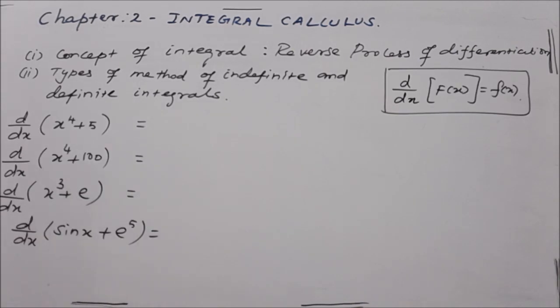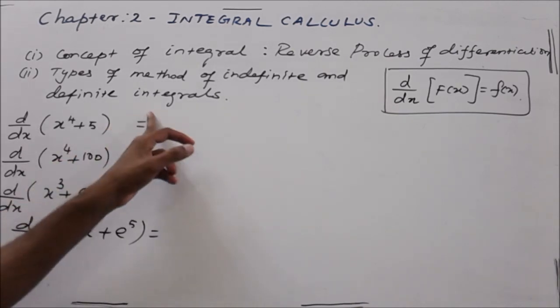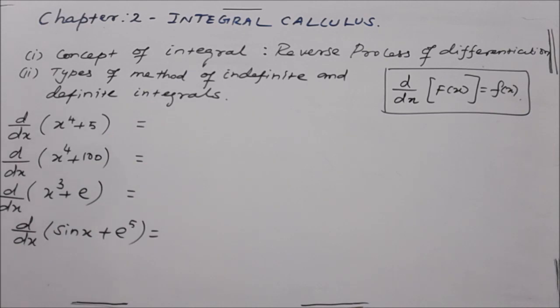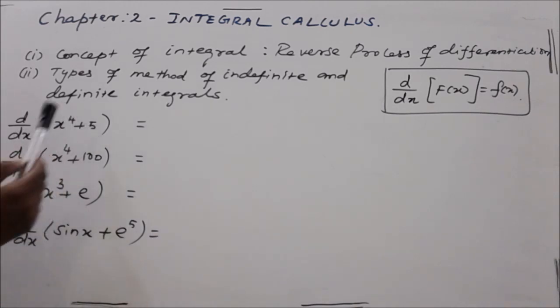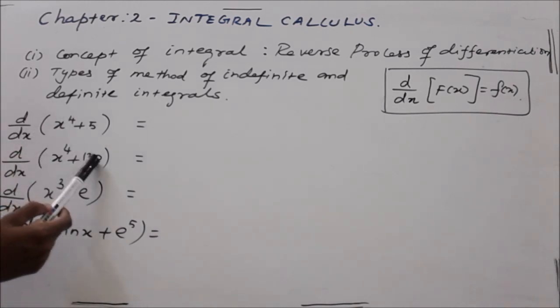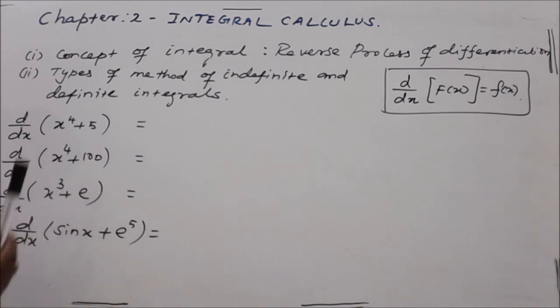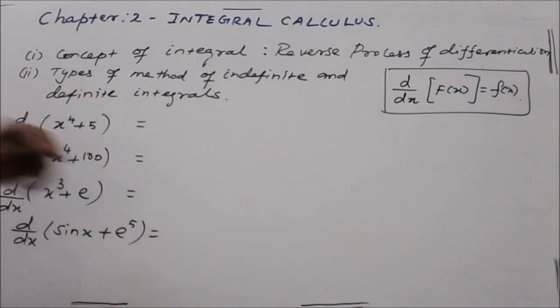Here are some examples to approach the integral calculus. Find the derivative of all these primitive functions. What are the primitive functions? Here x power 4 plus 5 is primitive, and x power 4 plus 100 is primitive, x cube plus e is a primitive function, sin x plus e power 5 are primitive. Now what are its derivatives?